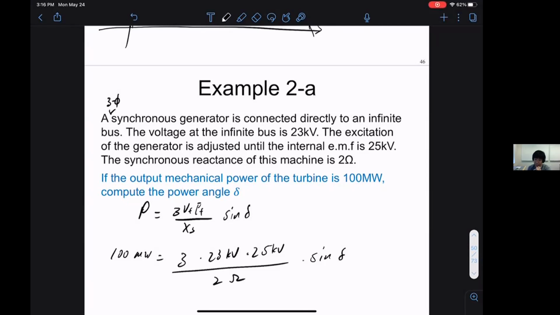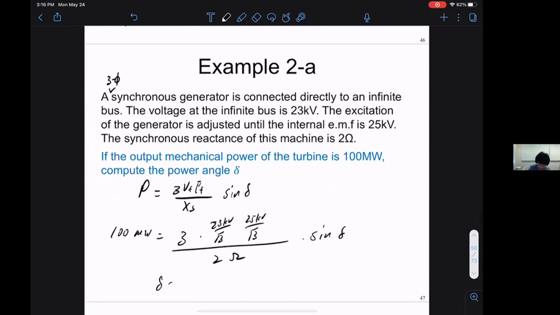So when you use this equation, 3 times VT times EF over XS, you need to convert the line-to-line voltage to the phase voltage, or line-to-neutral voltage. So you need to divide by √3. Divide these voltages by √3, then solve for delta. When you solve it, you get delta equals 20.35 degrees.